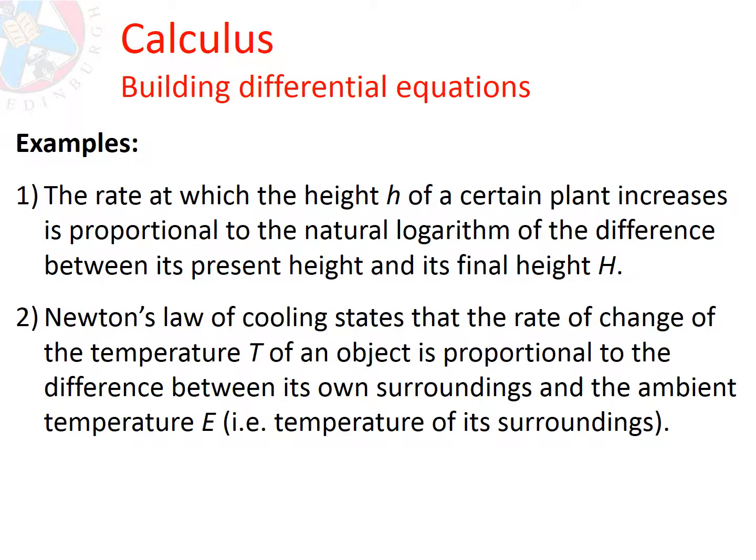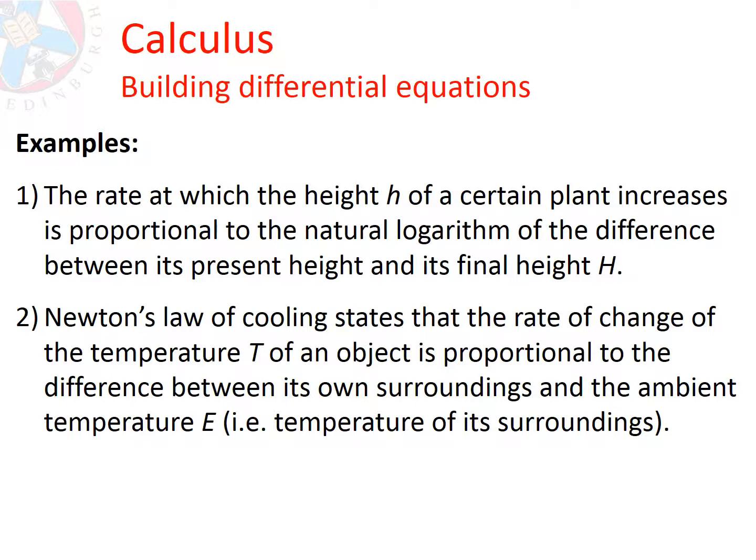Okay, we can have another kind of equation, and this is kind of real science. This is physics here. The law of cooling states that the rate of change of temperature is proportional to the difference between its surroundings and the ambient temperature. And that's kind of obvious. If something is really, really hot and you put it in a cool room, it will cool down quickly. Whereas if it's not so hot and you put it in a not so cold room, it won't cool down as quickly. So you could do the same kind of thing for that.